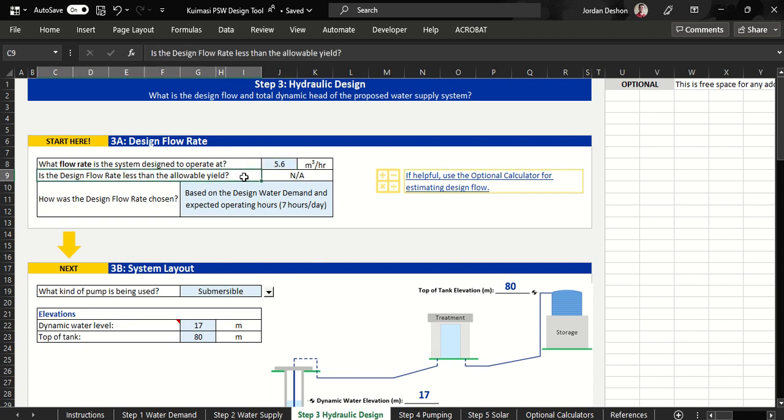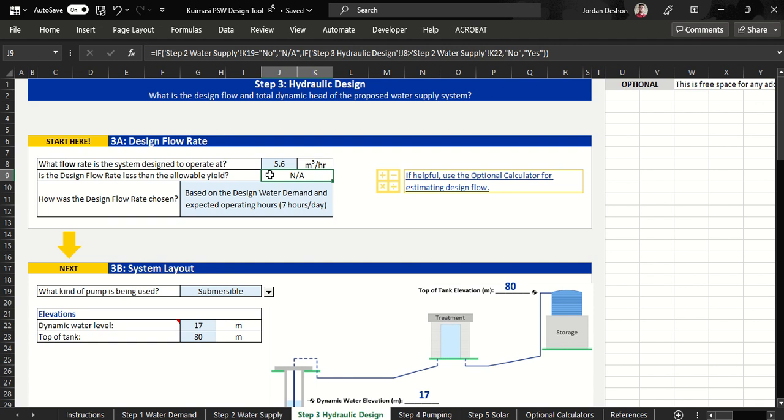And then the question is asked, is the design flow rate less than the allowable yield? And we see here NA, or not applicable. The reason for this is that, if you remember, in step 2, we learned that the yield test has not been conducted yet. So we don't know with certainty what the allowable yield is. So it's not quite applicable yet.